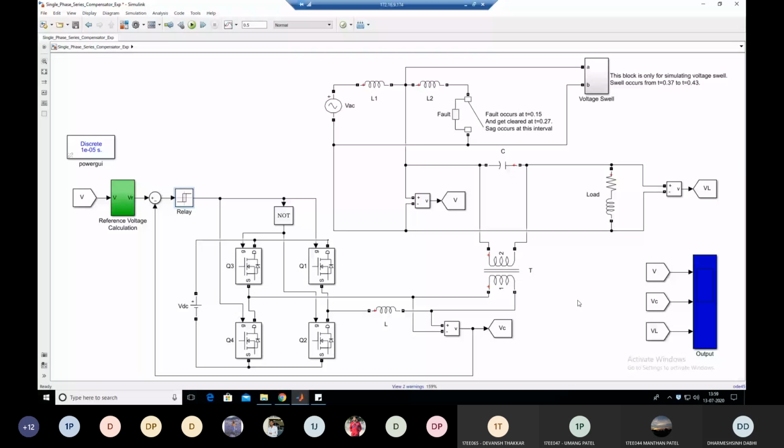and swell, and how to simulate this in MATLAB and how this controller works. The main logic is here in this control circuit, the PLL, phase lock loop. So I hope it is clear to all of you. If you have any doubt, you can ask me right now.